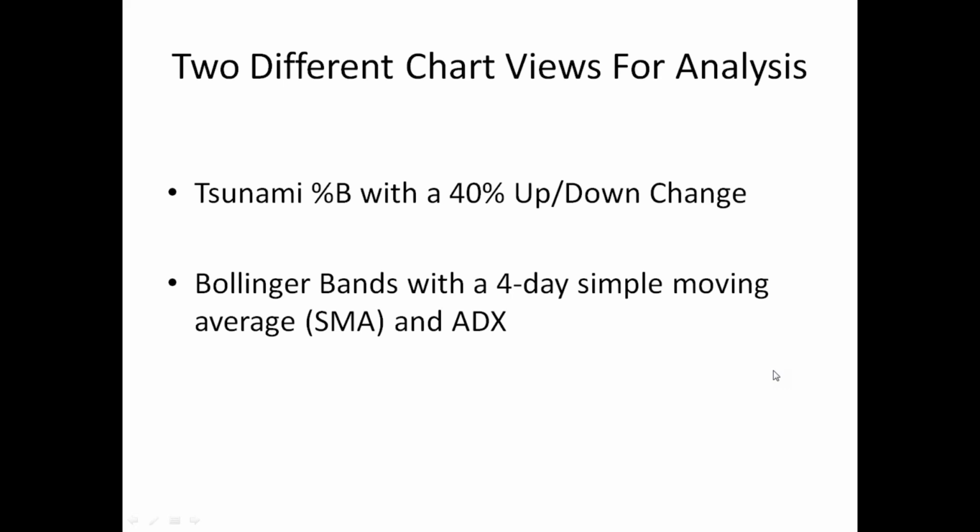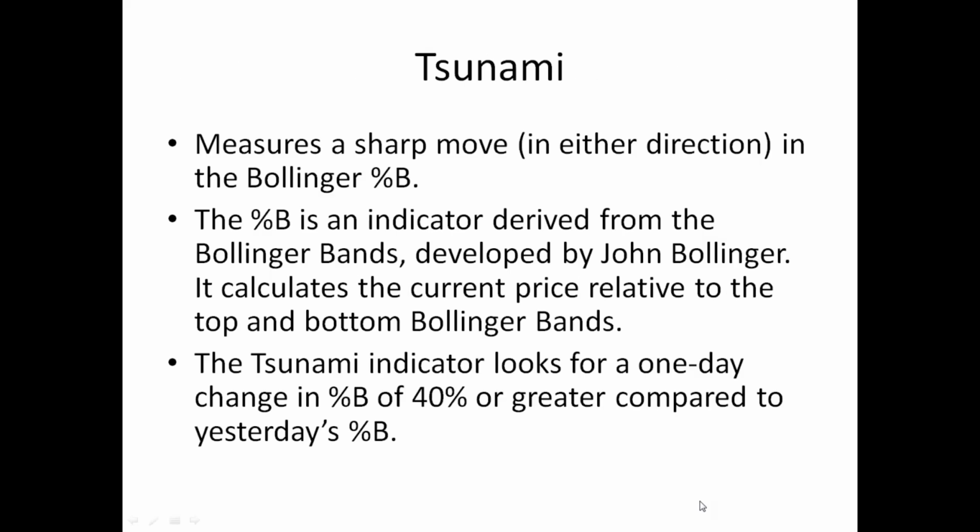Okay. So we're going to create two views. One is the Tsunami %B. Tsunami means there's a 40% or greater up or down change in the %B. And the second chart is Bollinger Bands with a 4-day SMA and the ADX. The real key here is the 4-day SMA. Let's start with the Tsunami chart.